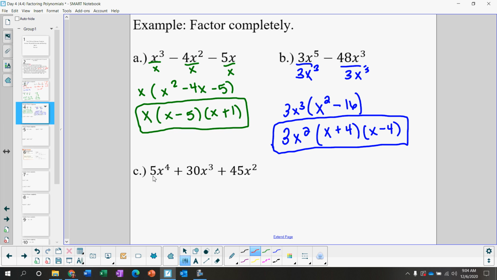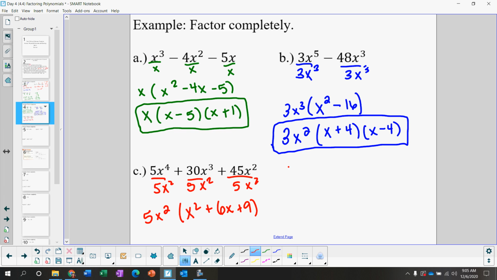All right, in C, I actually have a 5 that can go into all three of them. And they all have x's, and the lowest power of x is x squared. So we'll be able to take x squared out of each one as well. So we have 5x squared out here. This turns into 1x squared. This turns into 6x, and this turns into 9.